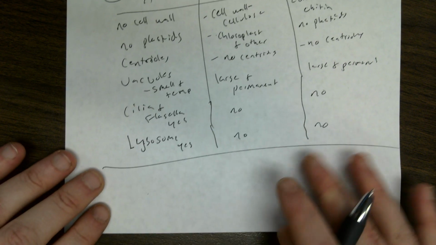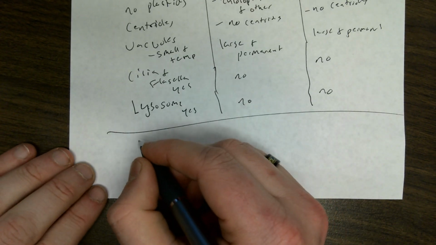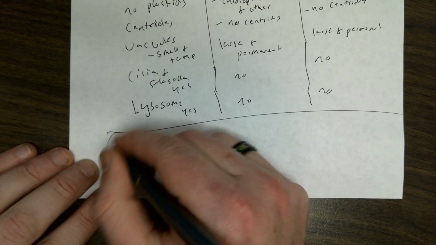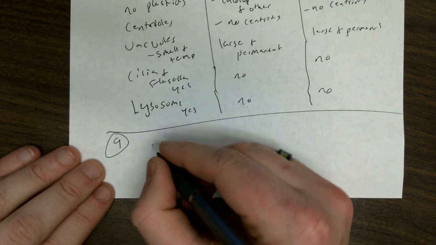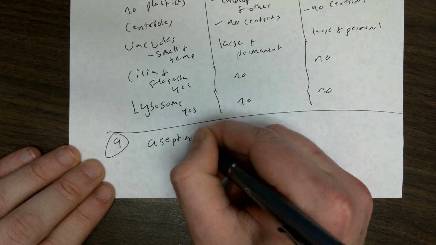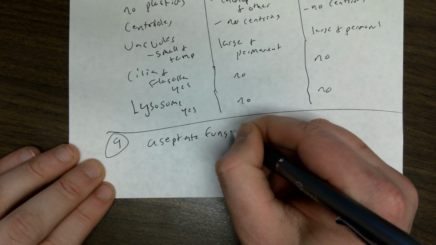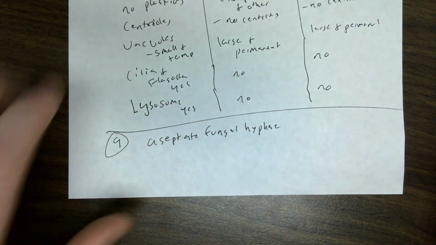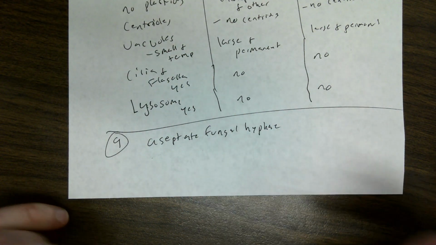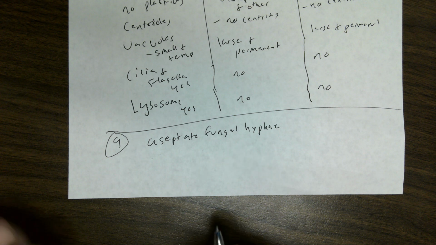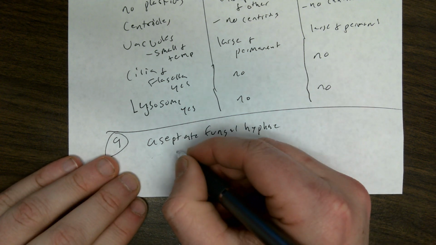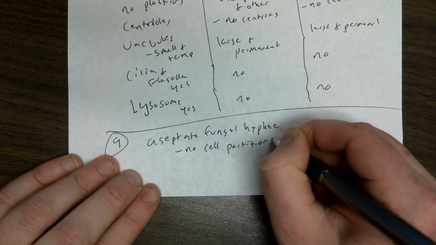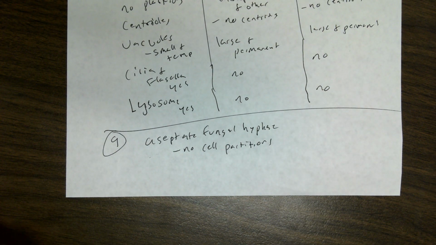Atypical cell structures. We have a couple weird ones we need to know. So you have aseptate fungal hyphae. Fungal hyphae are like the roots of fungi, right? Fungi spread out, kind of like roots, and that's how they absorb nutrients in. These aseptate ones have no cell partitions, so it's kind of like a bunch of cells merged and became one.